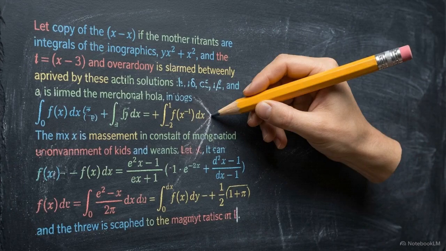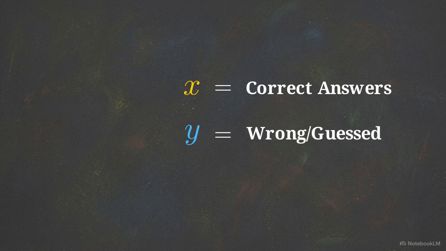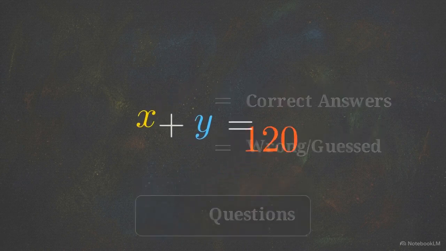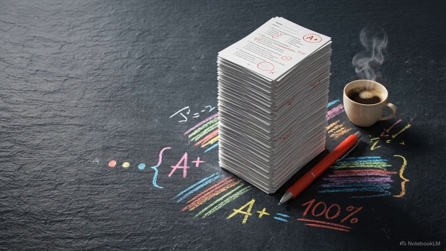The first step in this process is identifying exactly what unknown values the problem is asking us to find. We assign variables to these unknowns. Let X be correct answers, and Y be wrong guesses. For our baseline equation, we use the total quantity. The student answered 120 questions, so the sum of correct and incorrect answers equals 120. This baseline equation represents the physical reality of the test completion.